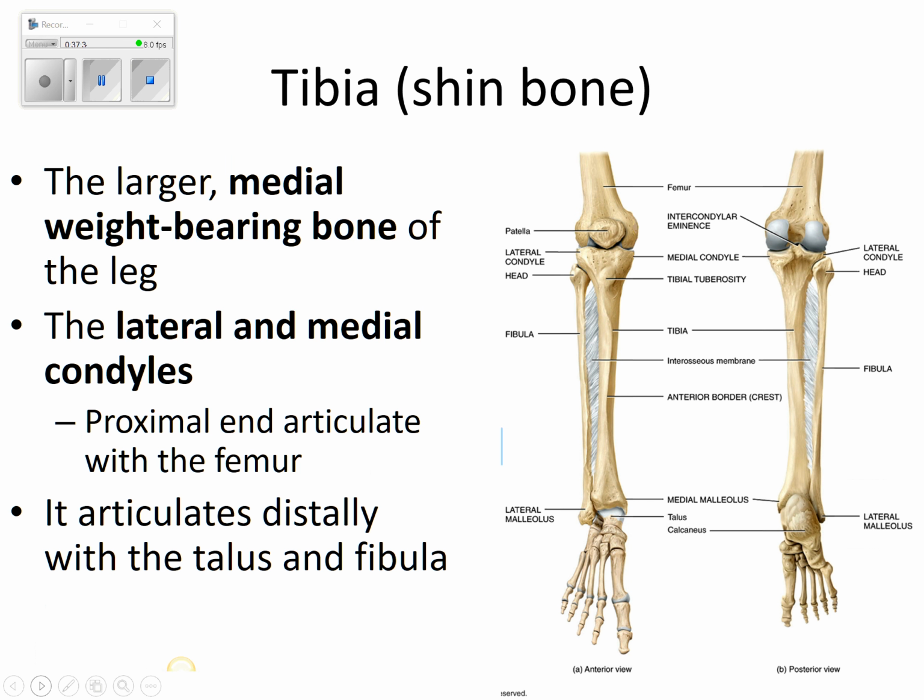So your tibia, which is also known as your shin bone, is a larger medial weight-bearing bone of the leg, and it's stronger. It contains the lateral and the medial condyles. Its proximal end is going to articulate with the femur. It articulates distally with the talus, which is a tarsal bone, and the fibula. And of course, you see your talus bone here.